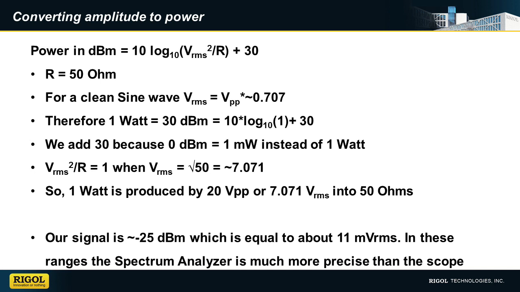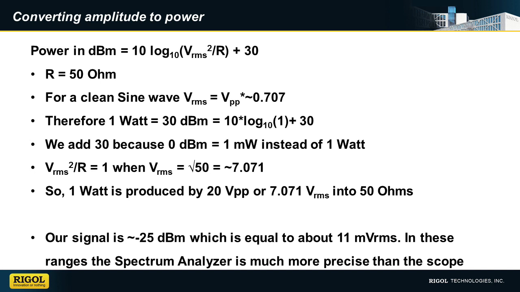So how do we convert between voltage on the oscilloscope and power on the spectrum analyzer? Well, power, in this case, is measured in dBm, which follows the equation here. On this spectrum analyzer, like most, we use a 50 ohm resistance. For any of these measurements, you can know a clean sine wave has a volt RMS equal to about 0.707 times the peak voltage. That's the square root of 50.